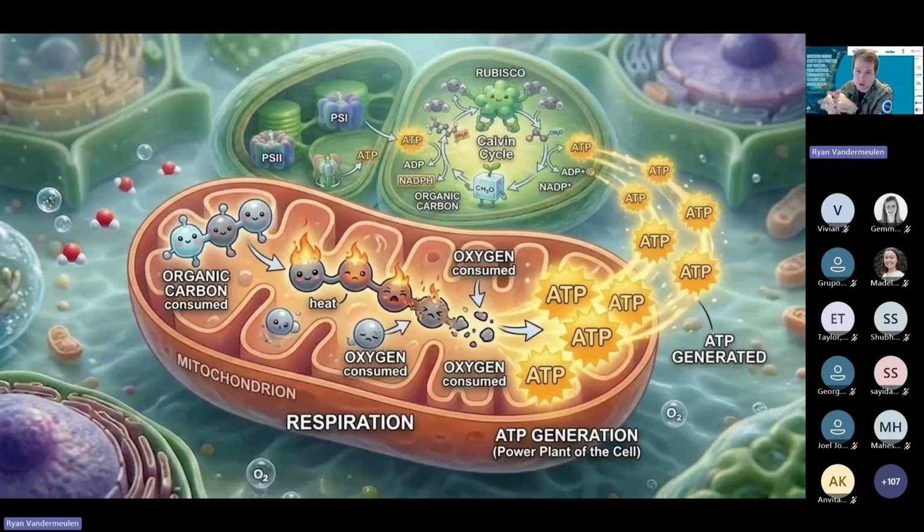So some of the organic carbon they just work so hard to build is broken back down. Oxygen is consumed in this process, ATP is generated, and some of that precious carbon ultimately leaves the cell again as carbon dioxide. So to kind of break it down, where photosynthesis generates income, respiration represents our basic expenses.